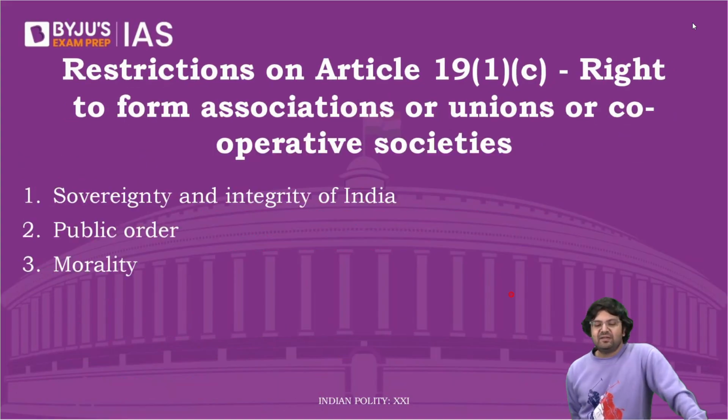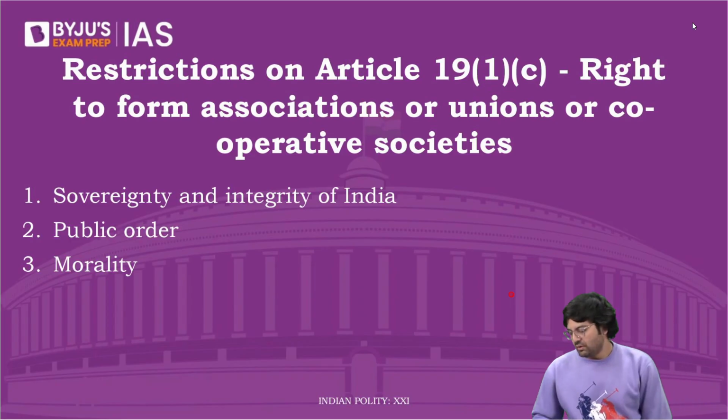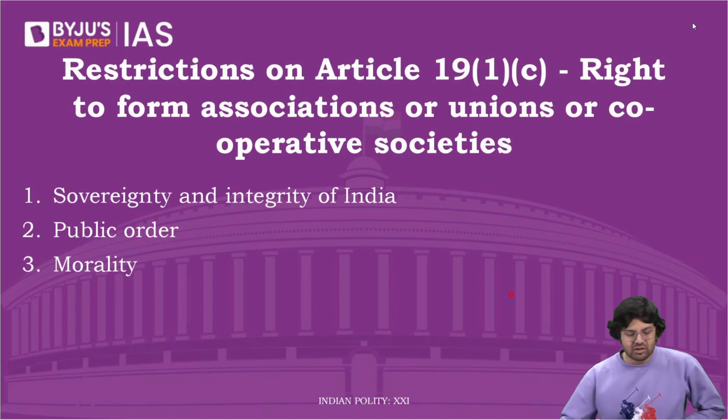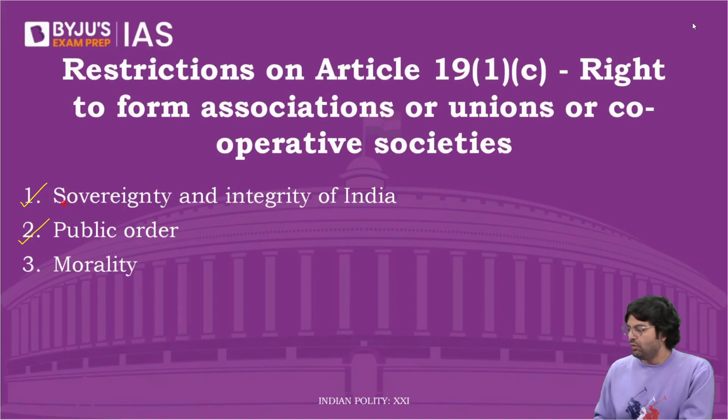Then 19(1)(c), right to form associations or unions or cooperative societies. So you have a right to form associations or unions, etc. Do you have a right to form a terrorist association? Tell me. You have a right to form an association. Does it also include the right to form a terrorist association? Of course not, because it will violate the sovereignty, the public order. What about morality?